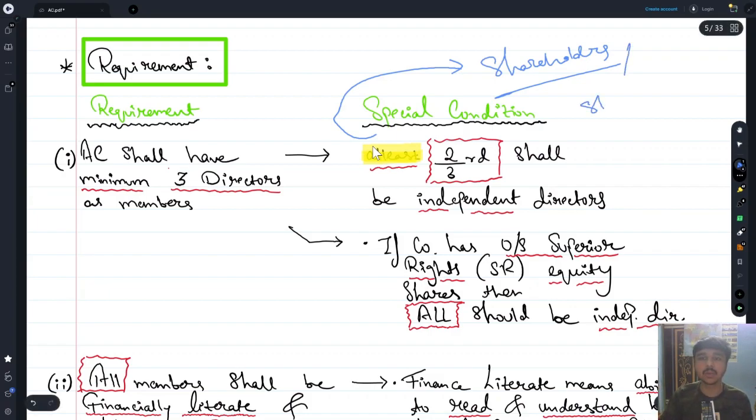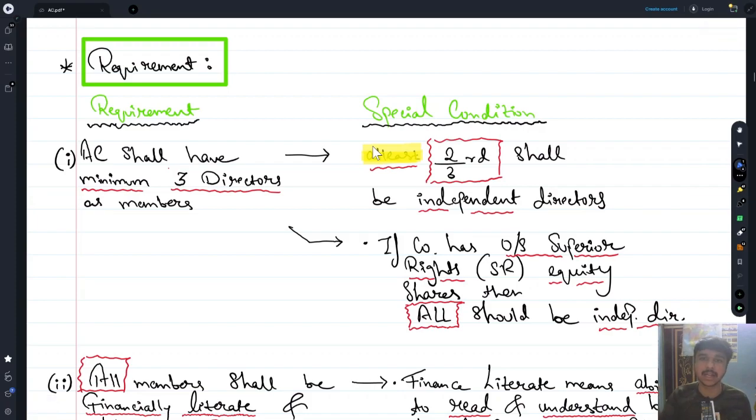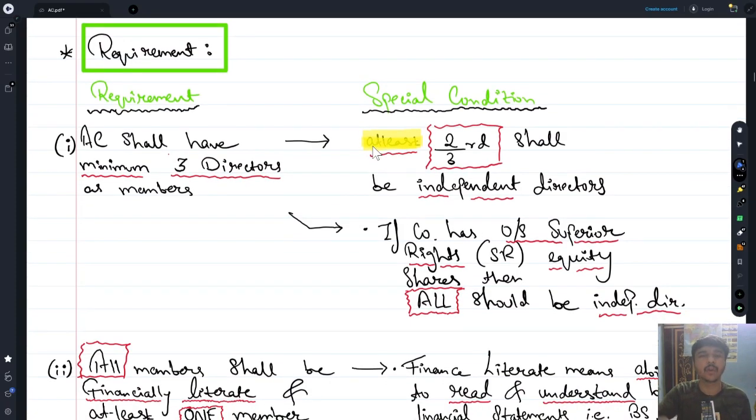Or it might be some stakeholders. There's some investor coming in, say a foreign investor. He's coming and he wants the entire audit committee to be independent because he doesn't trust you. So in that case, that was the issue we were facing, and that's why this word is added, at least 2/3 shall be independent.